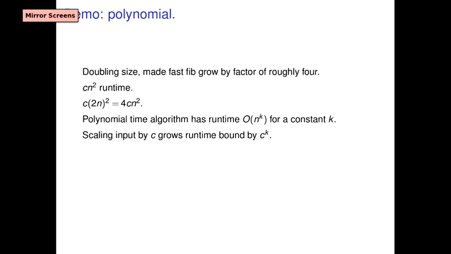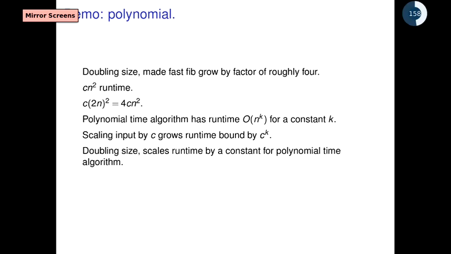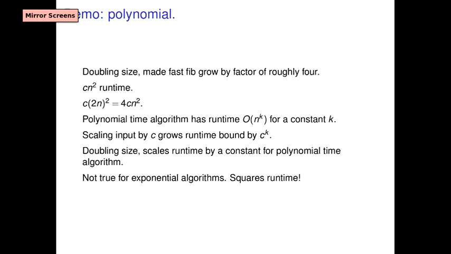It's an unfortunate use of the c, but if I change this thing to a 4, you would get a 16 here. If I change this to a 5, you get a 5 squared here. Okay? So if you change the size of the input by scaling it by a constant, you get another constant. Okay? So it scales the runtime by a constant. It's not true for exponential algorithms. If you double the size of the input for an exponential algorithm, it squares the runtime.